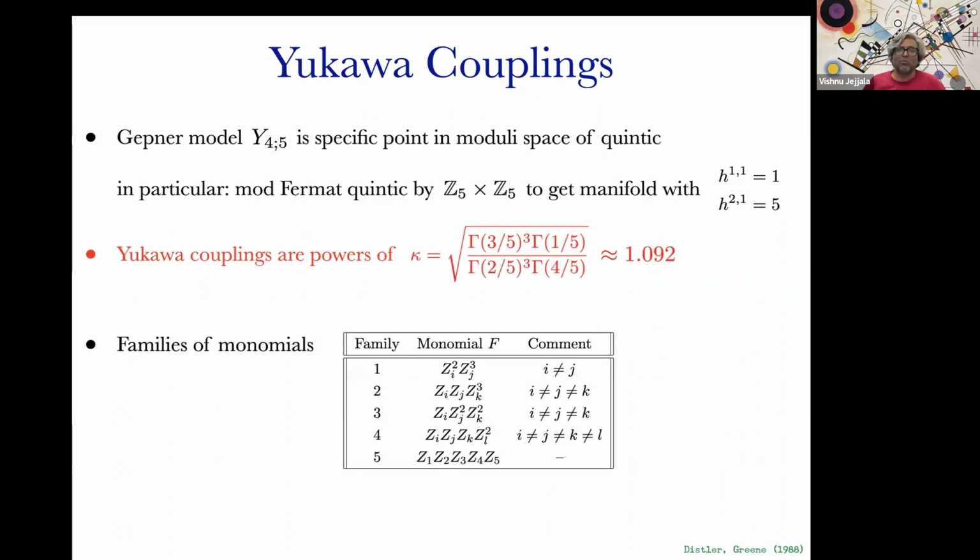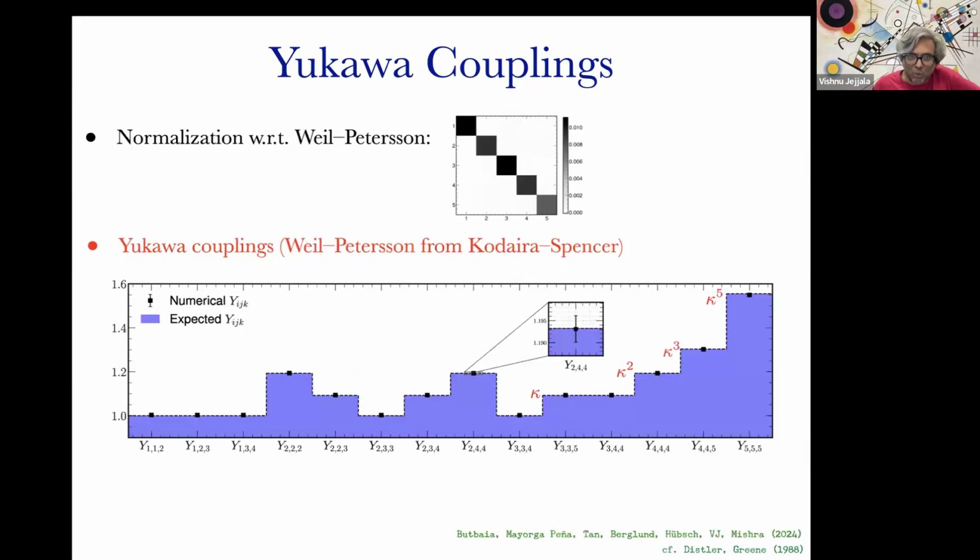So at a specific point in the moduli space of the quintic, we've got a Gepner model, and Dissler and Green were able to compute the Yukawa couplings in this particular theory back in 1988. It turns out the Yukawa couplings are powers of this parameter kappa, which is approximately 1.092. And we can compute. We normalize with respect to the Weil-Petersson metric.